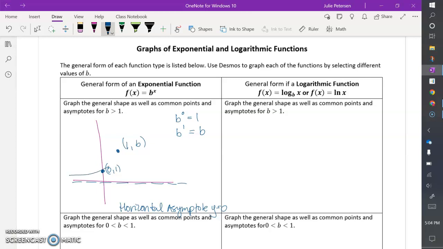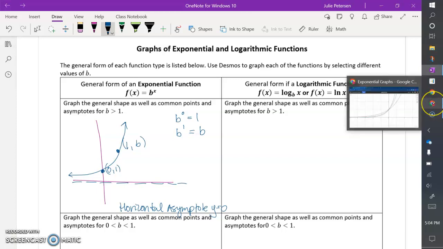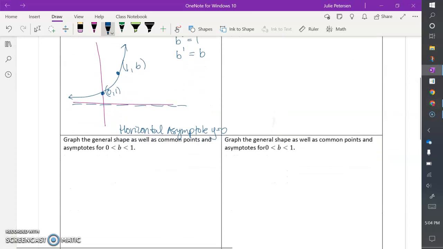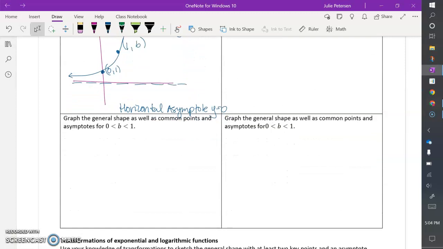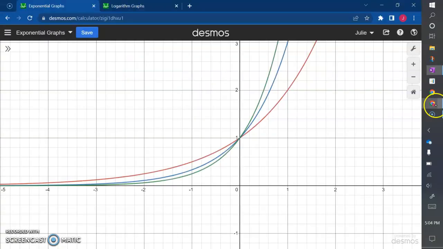And if you know these things, this can help you sketch a graph. A couple good points plus the asymptote helps you understand what your graph should look like. If we now go ahead and turn back to Desmos, let's look at some graphs that have b-values that are now less than 1.